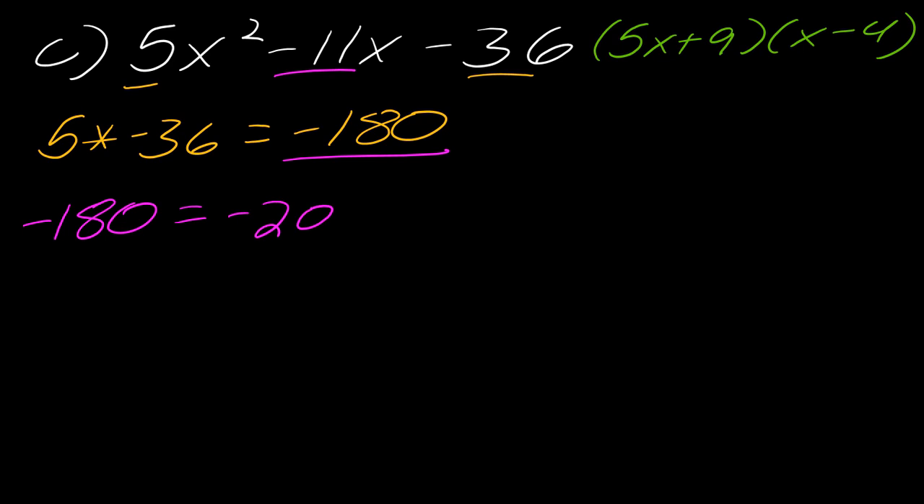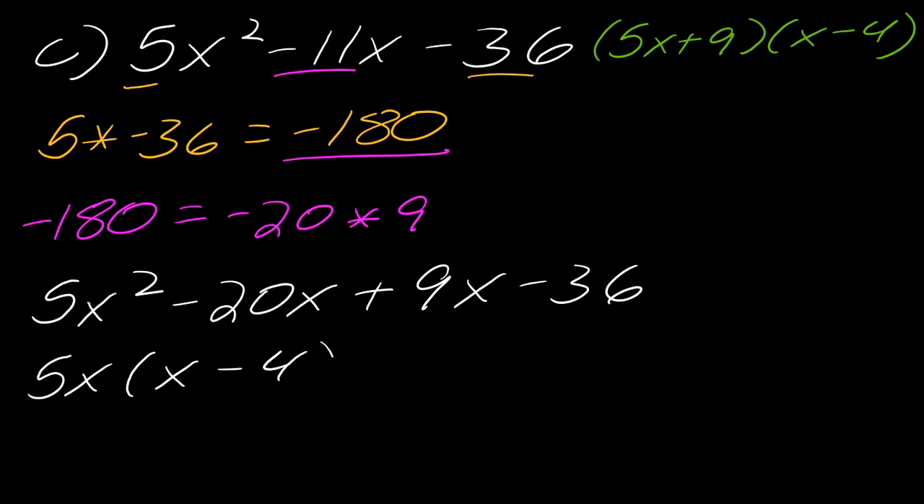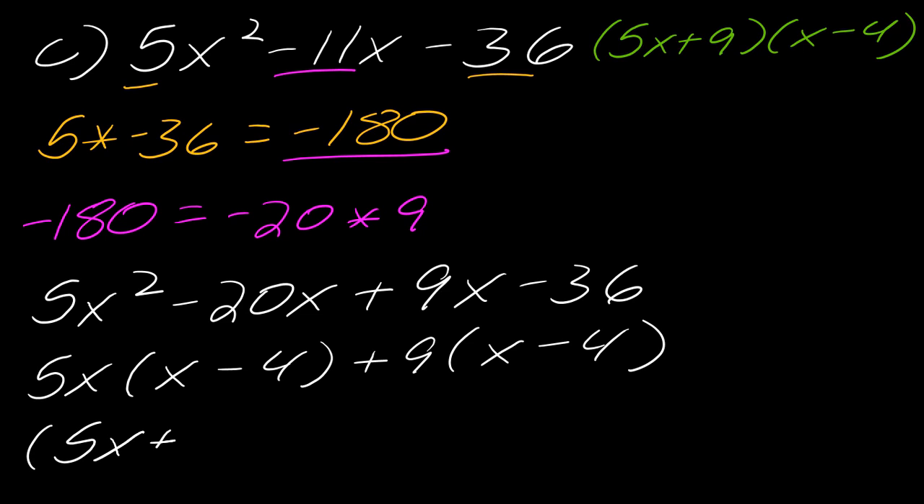And let's see, like negative 20 times 9 would work. So I already found it. So those two numbers will add to negative 11. So now I can break this up. So this will be 5x squared minus 20x plus 9x minus 36. So to group that, I can factor out the 5, so this will leave me with x minus 4. And then in the second two terms, I can factor out the 9, and this will leave me with x minus 4. So this factors as 5x plus 9 and x minus 4.